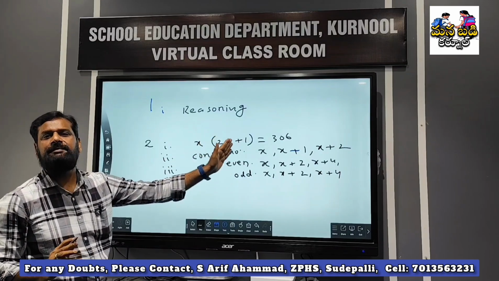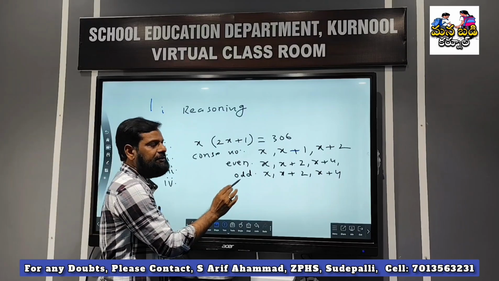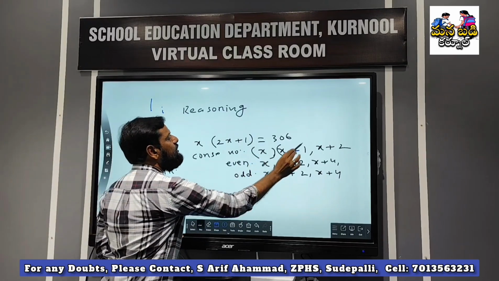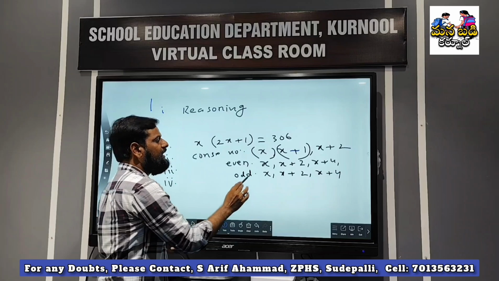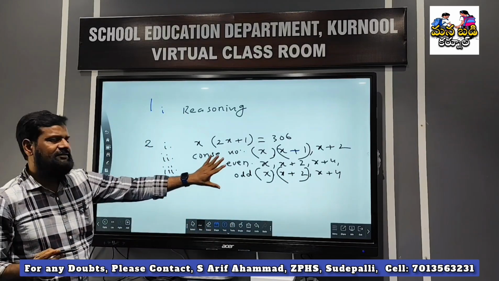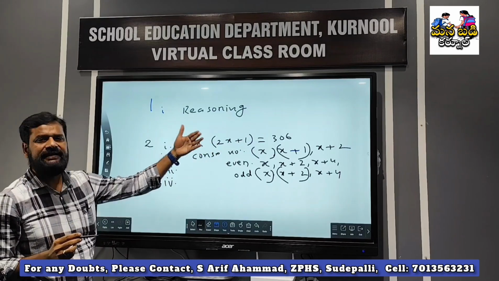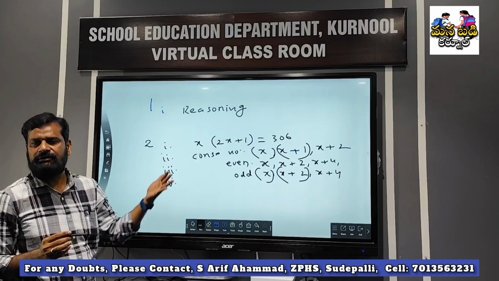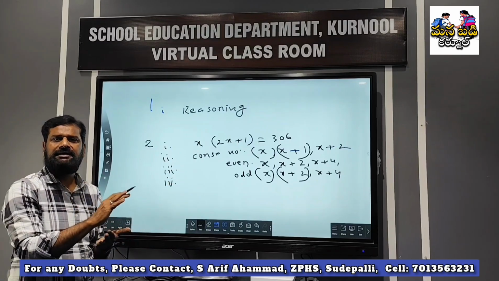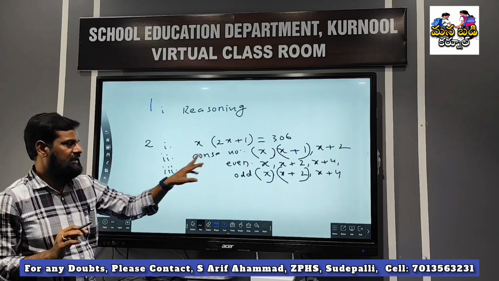Consecutive numbers just by adding 1. If they ask the product of 2 consecutive numbers, we multiply these 2. Product of 2 consecutive odd numbers, we multiply these 2. Like this, the basics should be kept very thoroughly in the student's mind so that they can answer any type of question. Not only textbook questions, they may ask out of the textbook also. But the concept will be from the textbook.